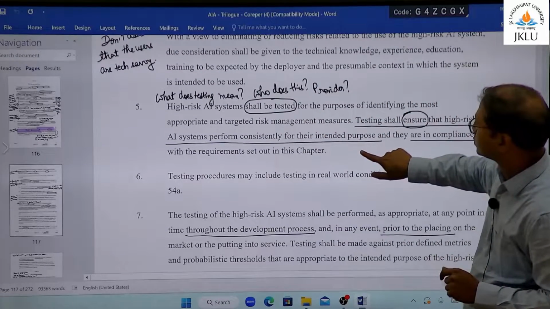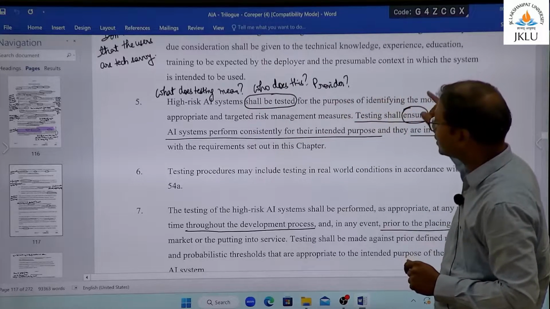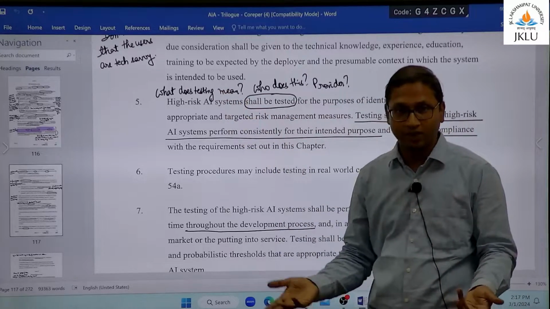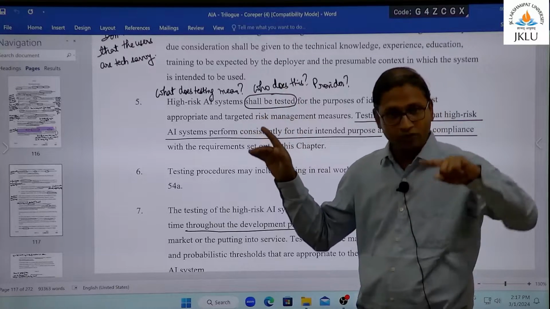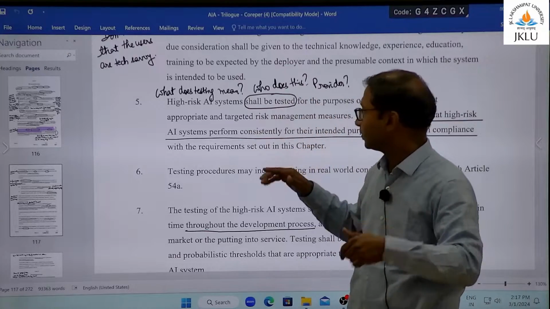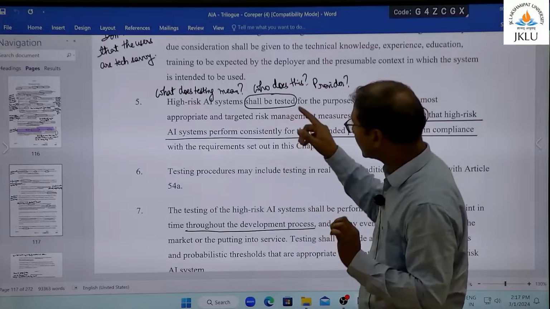So high risk AI systems shall be tested for the purpose of identifying the most appropriate and targeted risk management measures. What does this testing mean? I don't find the definition, right? So there is a definition for test data set, but what does this testing mean? Or maybe I missed it, right? But right now I don't really understand what it means.